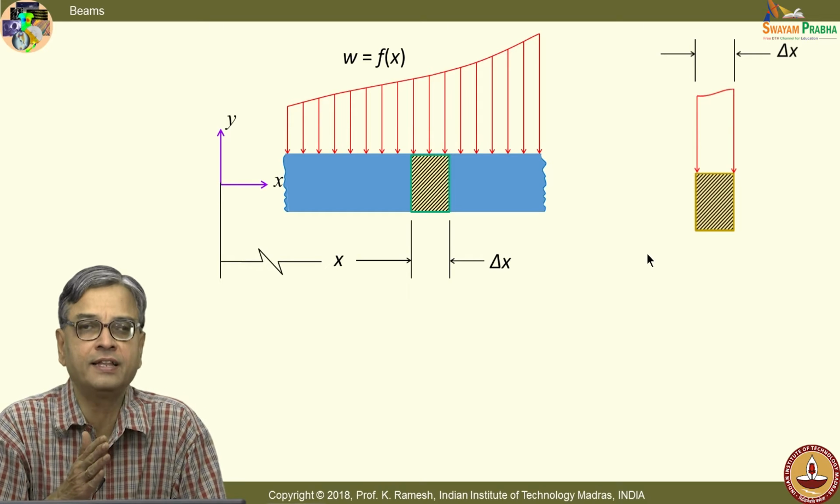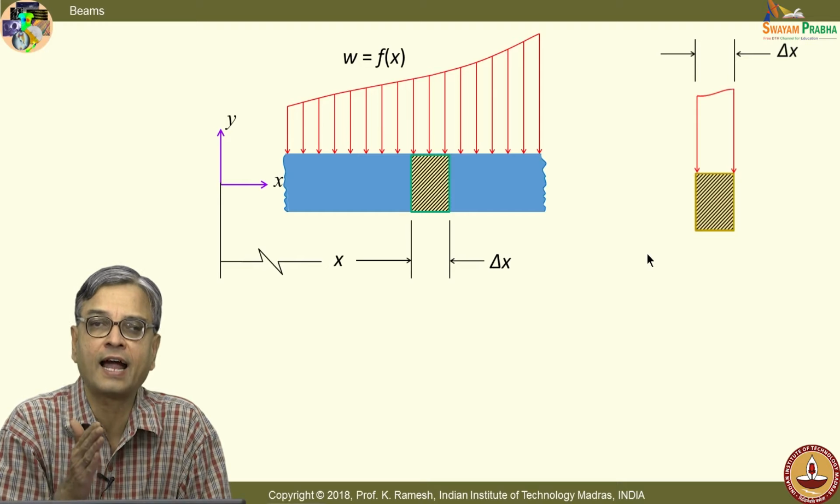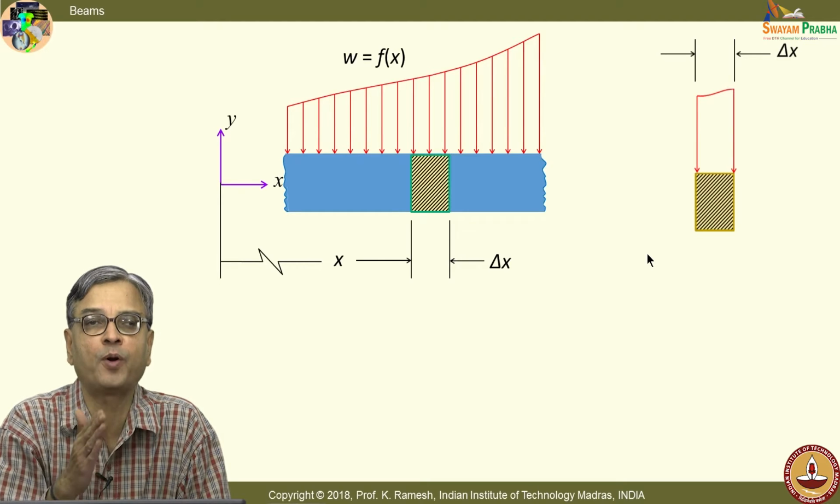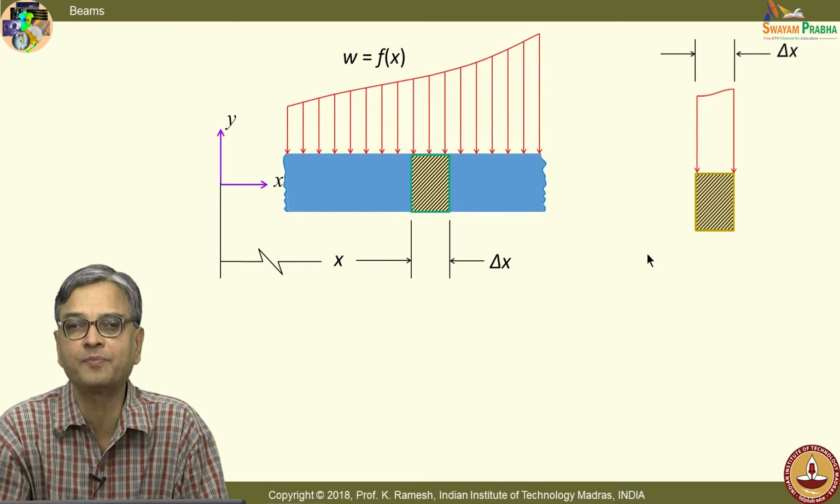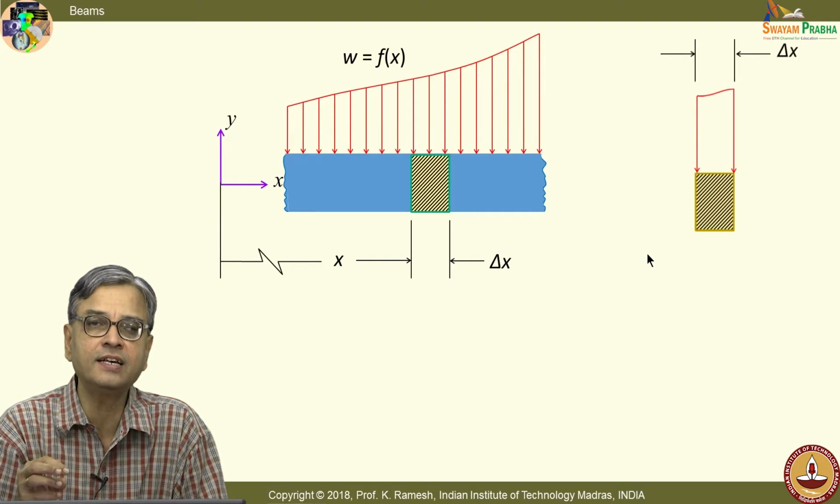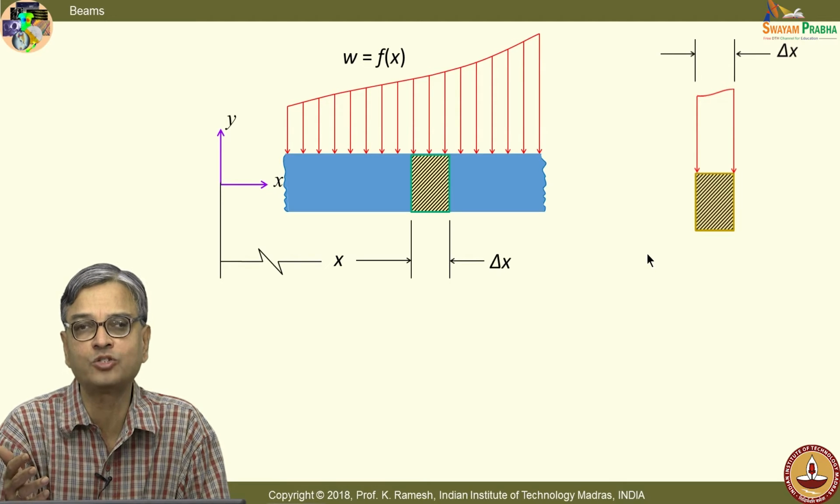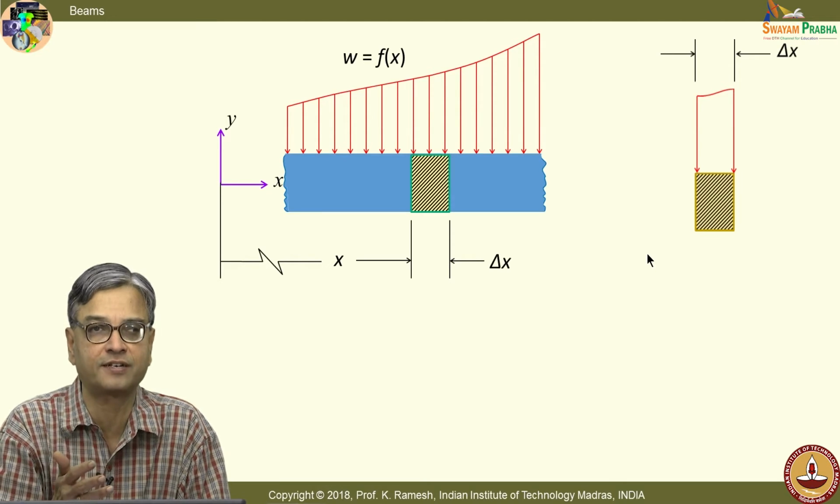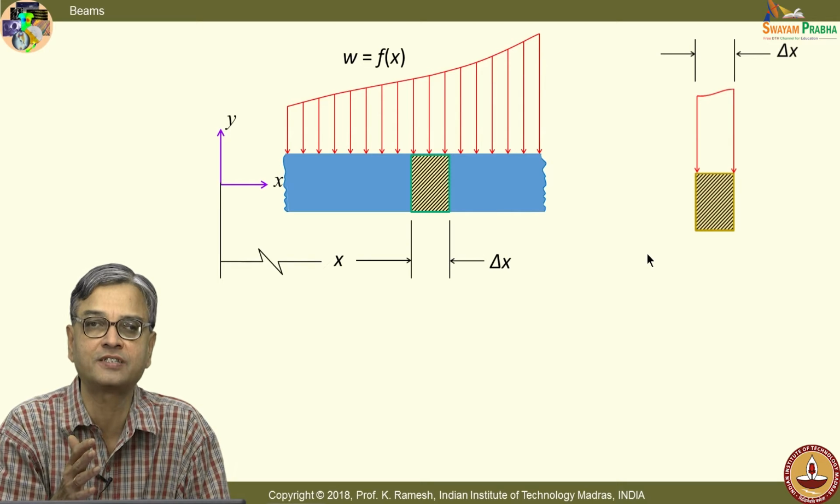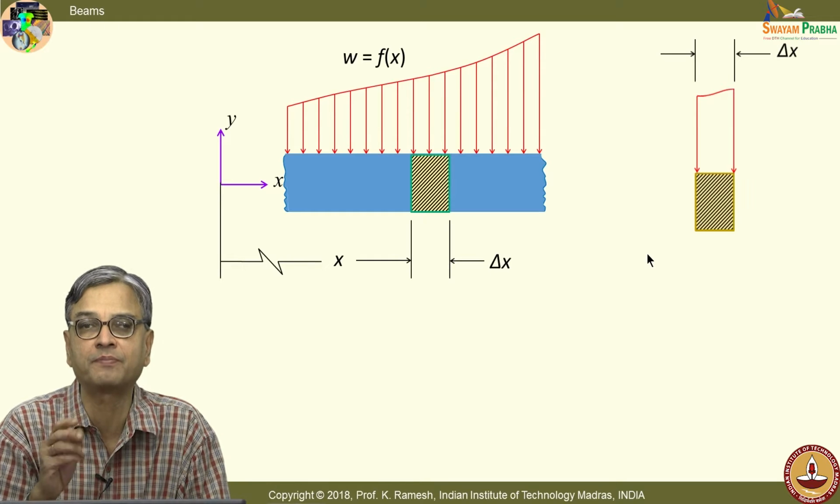So far you have seen that in general both shear force and bending moment vary from point to point along the length of the beam. They do not remain constant. When they remain constant, they are exceptional situations. We had seen when shear force is constant, we had also seen situation where bending moment is constant. They are special situations. In general, both shear force and bending moment vary along the length of the beam.